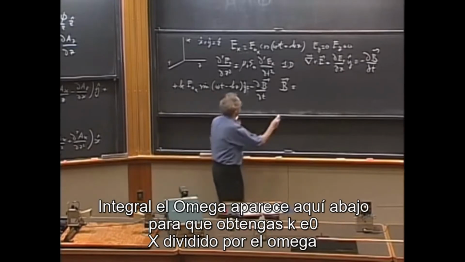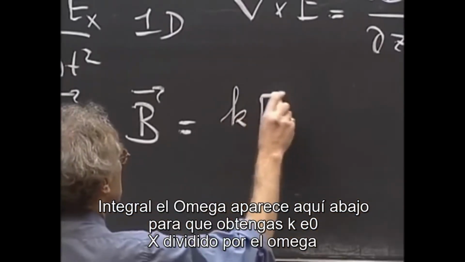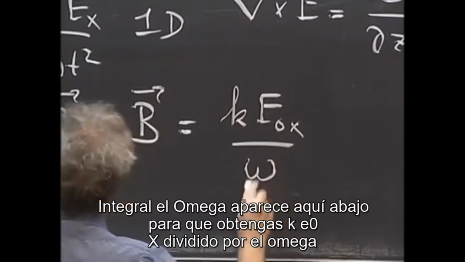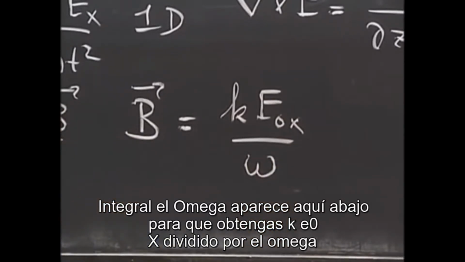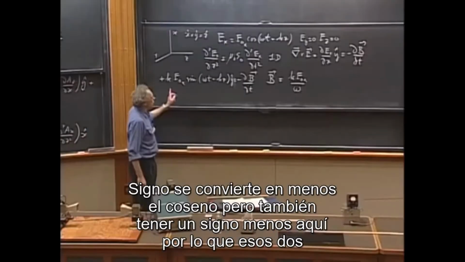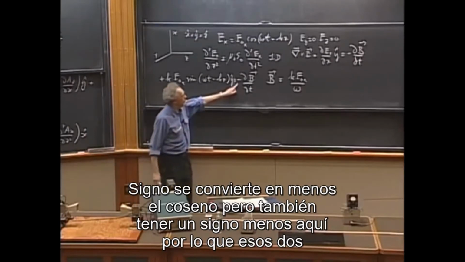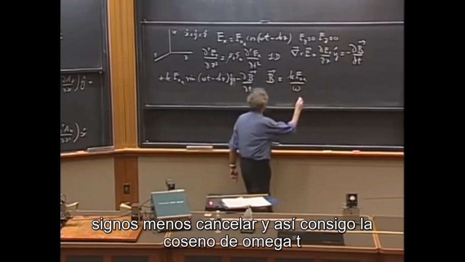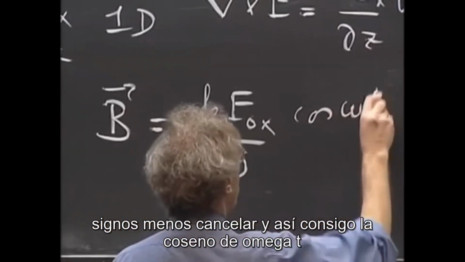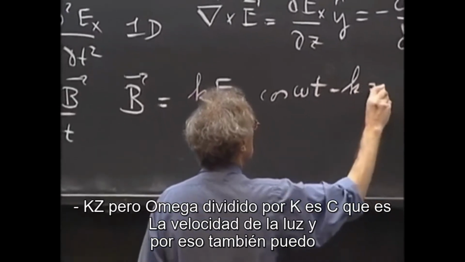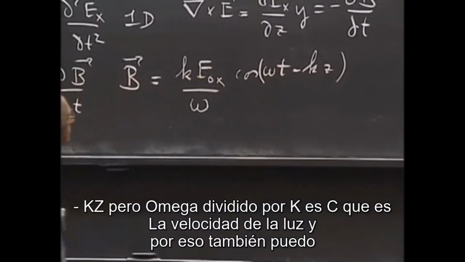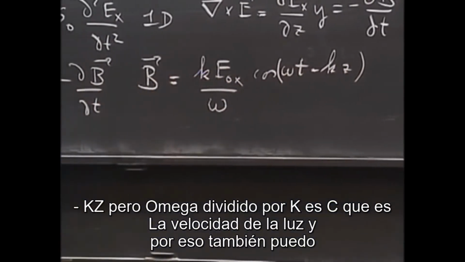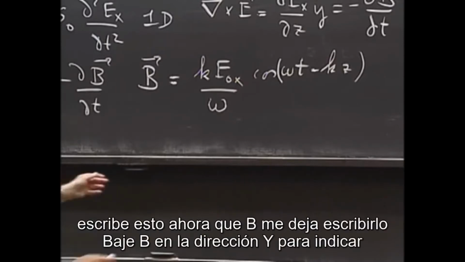So if you do an integral, the omega pops out below here. So you get k E0x divided by omega. The sine becomes minus the cosine, but I also have a minus sign here, so those two minus signs cancel. And so I get the cosine of omega t minus kz. But omega divided by k is c. That is the speed of light.